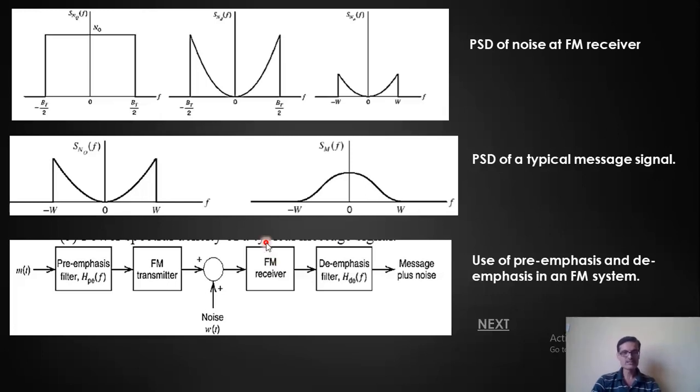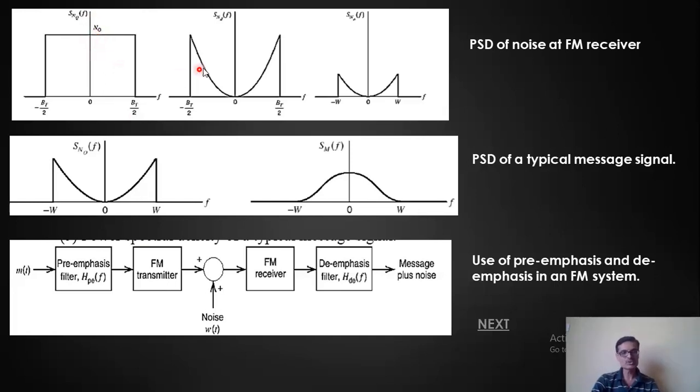Now just look at this. This is the PSD of the white Gaussian noise, restricted within the transmission bandwidth BT, between minus BT by 2 and plus BT by 2. The PSD is given by N0, within the transmission bandwidth.